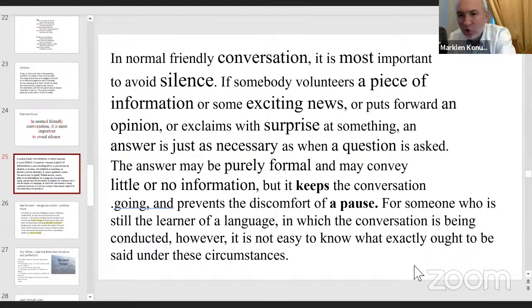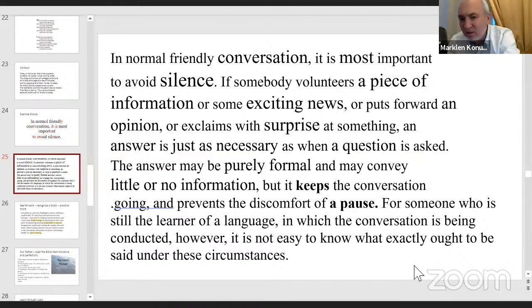It is not easy to know what exactly ought to be said under these circumstances. It's a very difficult phrase, right? And when you come upon this difficult phrase, the only way to jump over difficult words is the rhythm. Listen to what I'm doing, and I'm doing it almost subconsciously, trying to achieve a very great level of rhythmicalization that makes it easy for me. It's not easy to know what exactly ought to be said under this, so even the whole sentence.